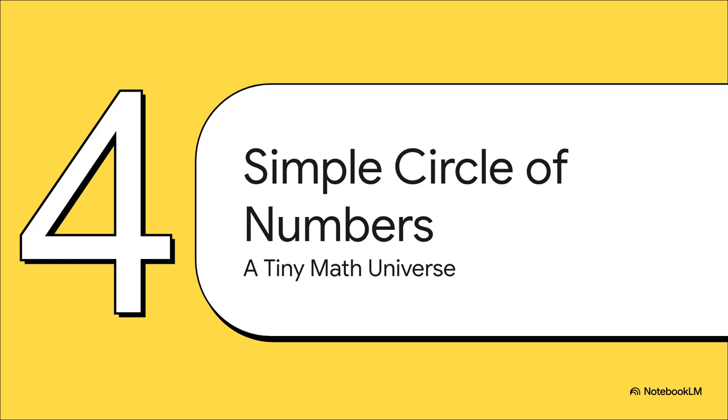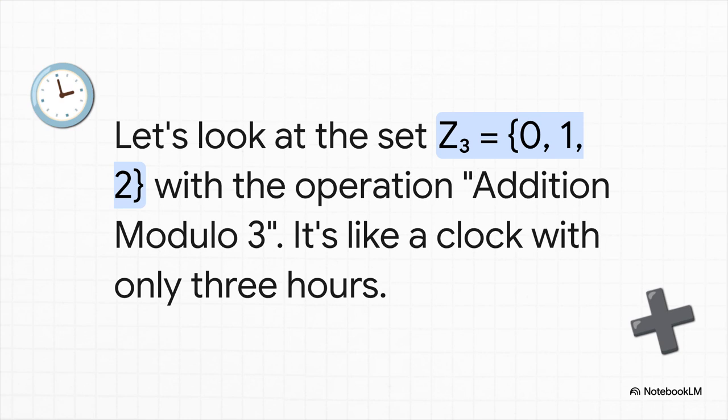Now let's switch gears and look at a tiny, little self-contained universe of numbers. And trust me, this is where it gets really, really cool. We're just going to use 3 numbers. That's it. 0, 1, and 2. And our special operation is called addition modulo 3. Now, I know it sounds a little fancy, but all it means is we're adding, but on a clock that only has 3 hours on it.